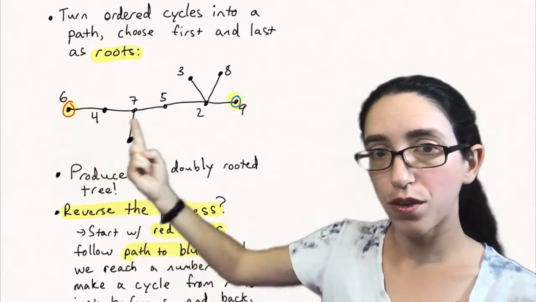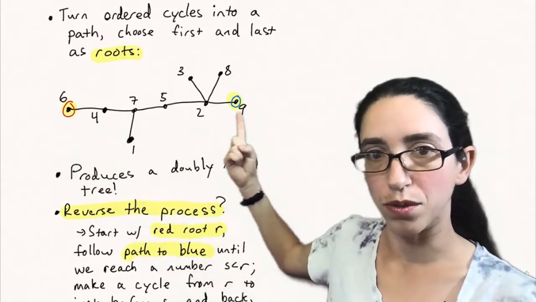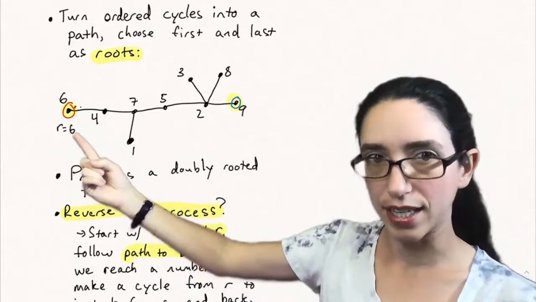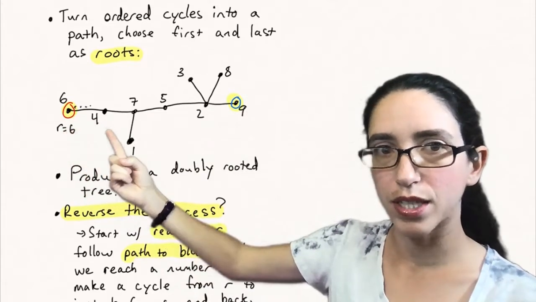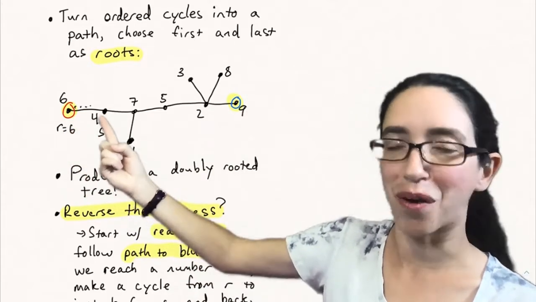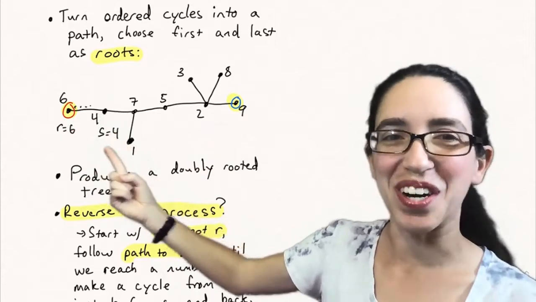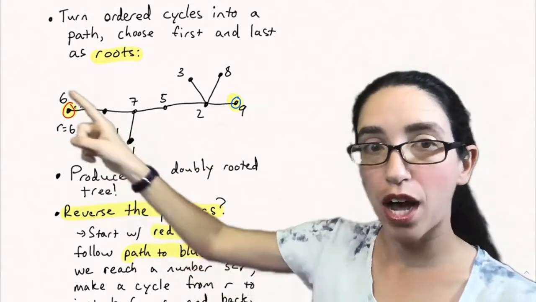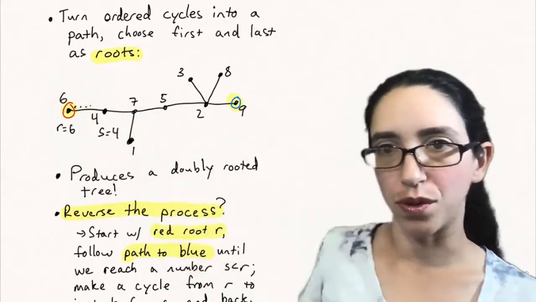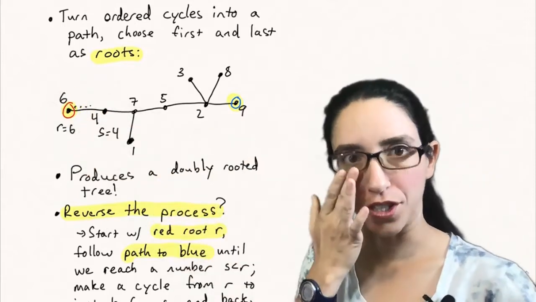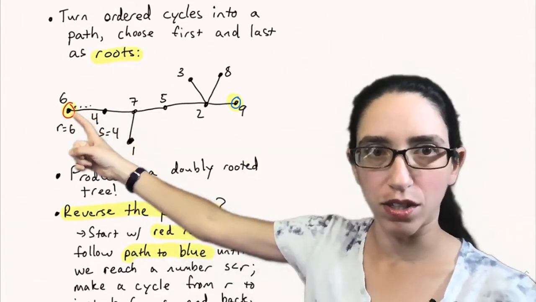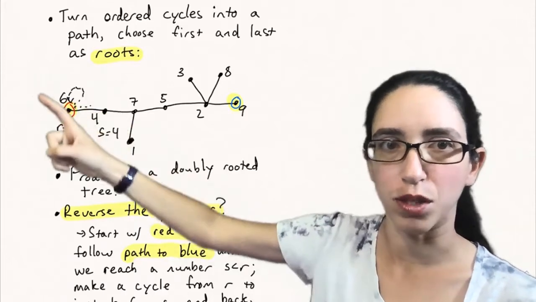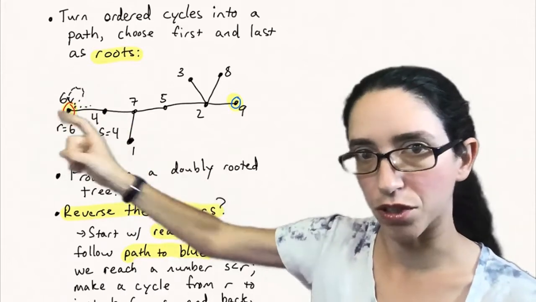Well, what you do is you follow this path towards the blue root until we reach a number s less than r. So if r is 6, that's our first number. We keep going until we reach something less than 6. Oh, wow, we reached it after one step. So when you get to a number less than the one that you're looking at right now, then you stop and you loop back around to where you started searching. So we'll make a cycle from R, going towards everything before S and then looping back around. In this case, it's just one vertex.